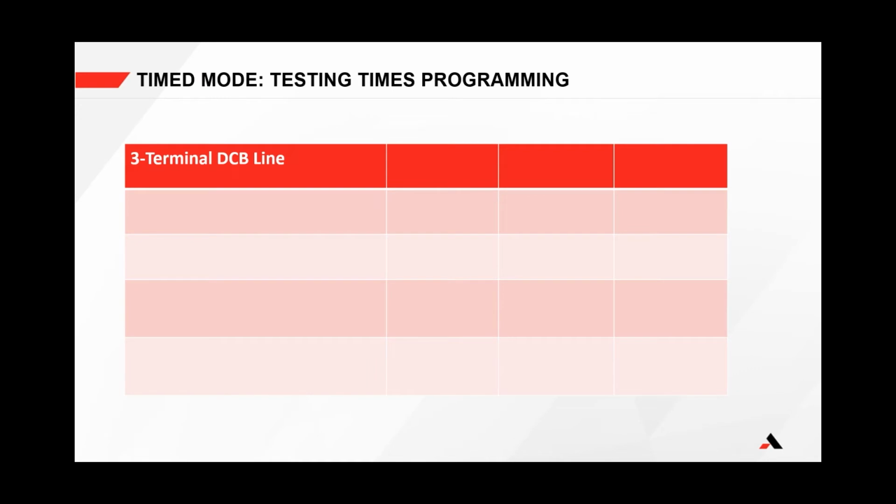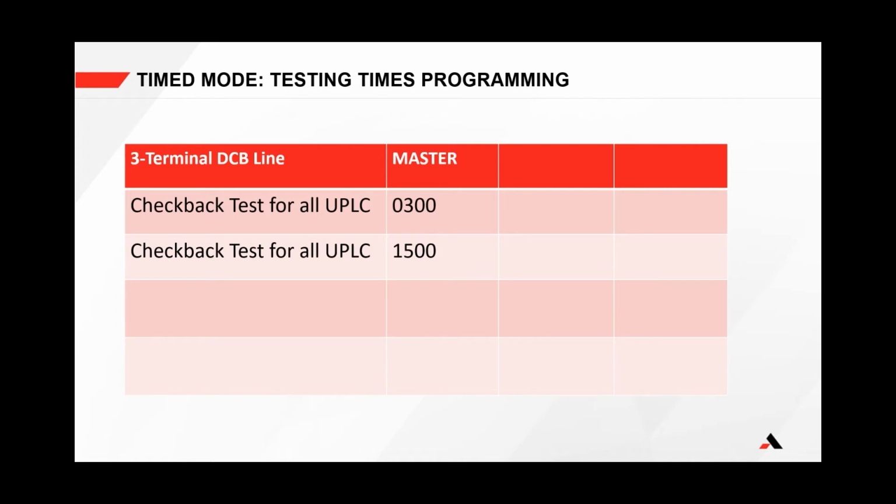First, the checkback settings for the master are set for 0300, and the second master checkback is set for 1500, 12 hours later. Since these are the only 2 times I want the master UPLC to initiate a checkback, I will set the remaining times to all 0300, as duplicate times are ignored. Remote 1 I will also set for 0300 and 1500, and remote 2 I will set for 0300 and 1500.